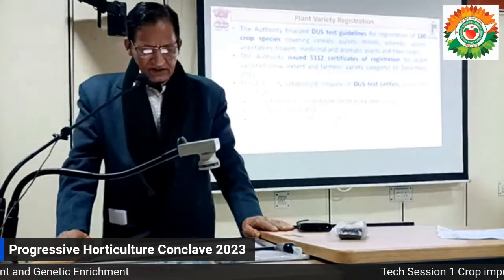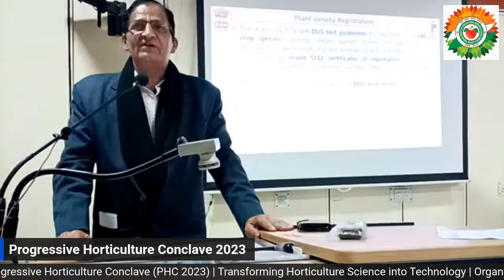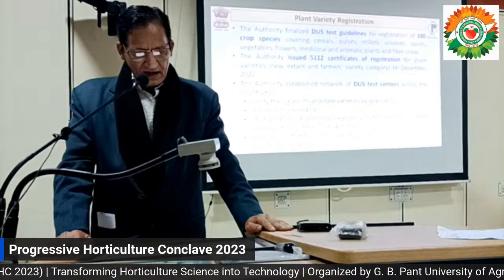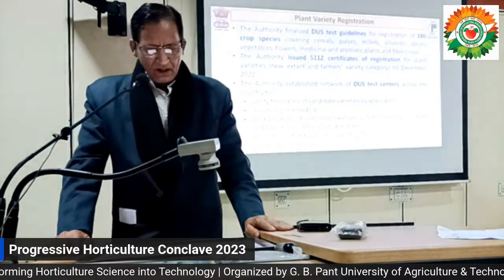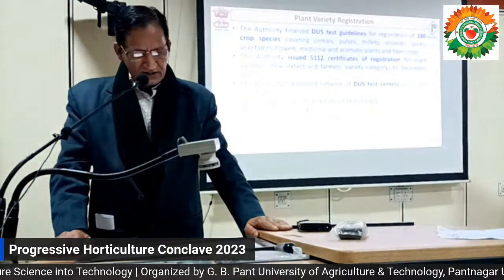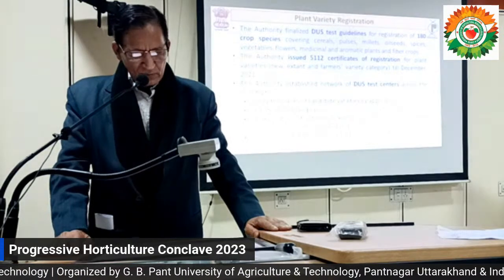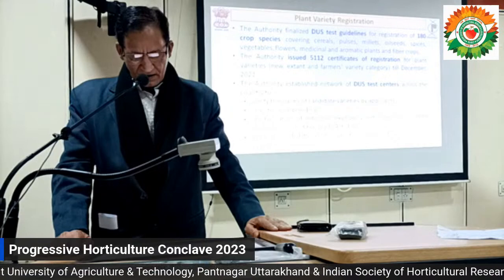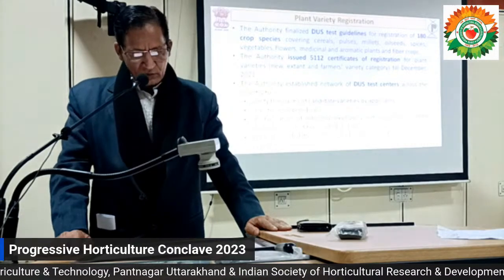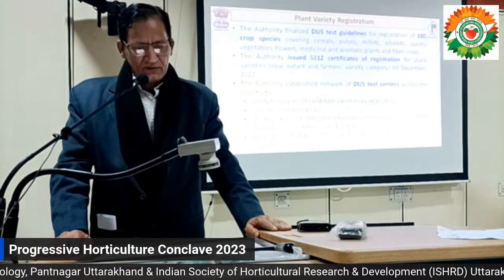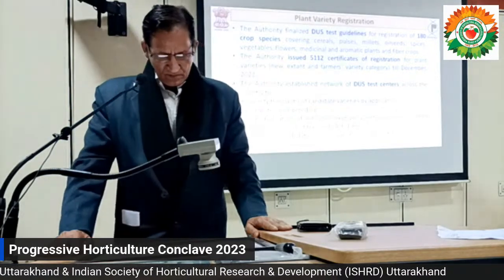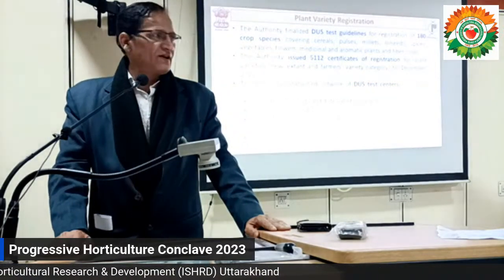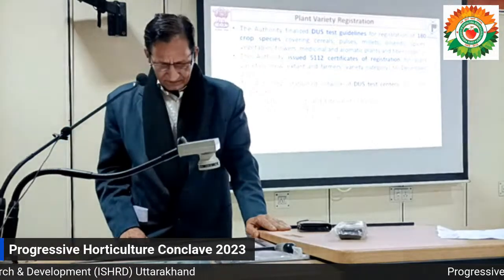Plant variety registration. The authority finalized the DUS test guidelines for the registration of now 180 crop species, covering cereals, pulses, millets, oilseed species, vegetables, flowers, medicinal and aromatic plants. Up to December 2022, 5,112 certificates were issued. Across the country, there are many DUS test centers for the crops.